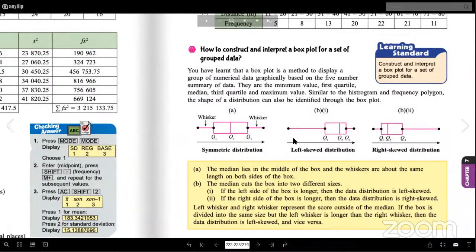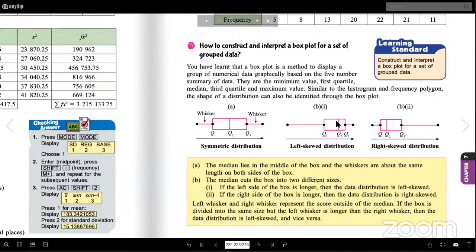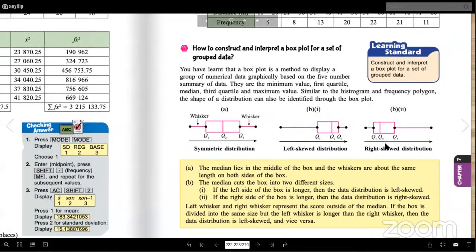Give me a moment. I need to make sure I got my information correct. Okay. Yeah, this one means that more people are getting the more expensive electricity bills, whereas a right skew distribution means that more people are getting the less expensive bills.